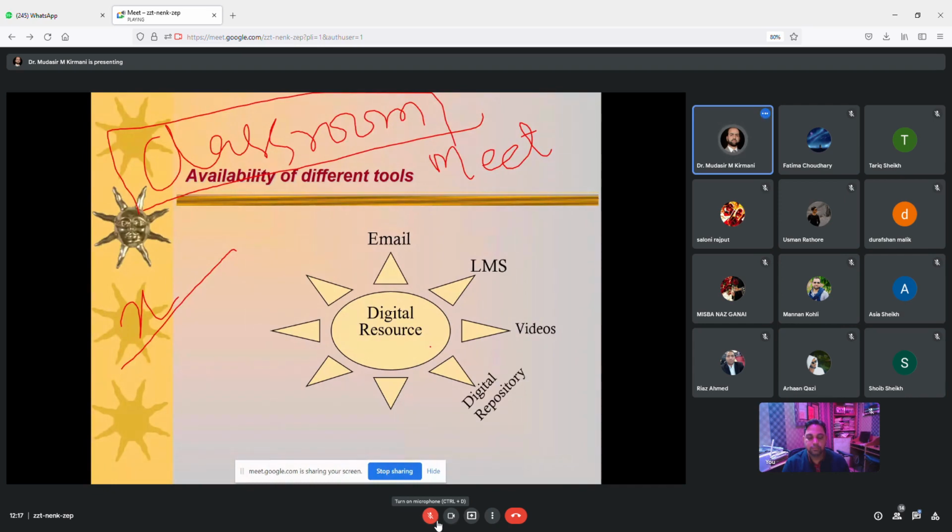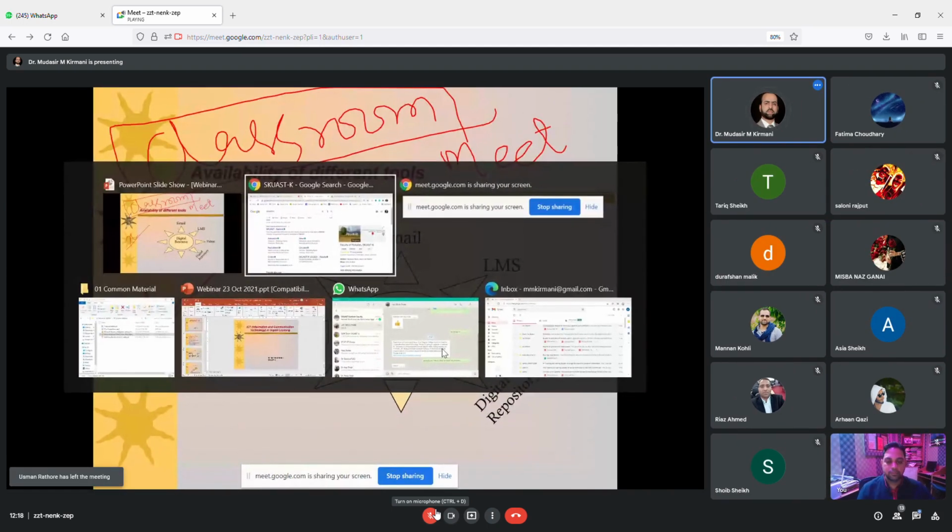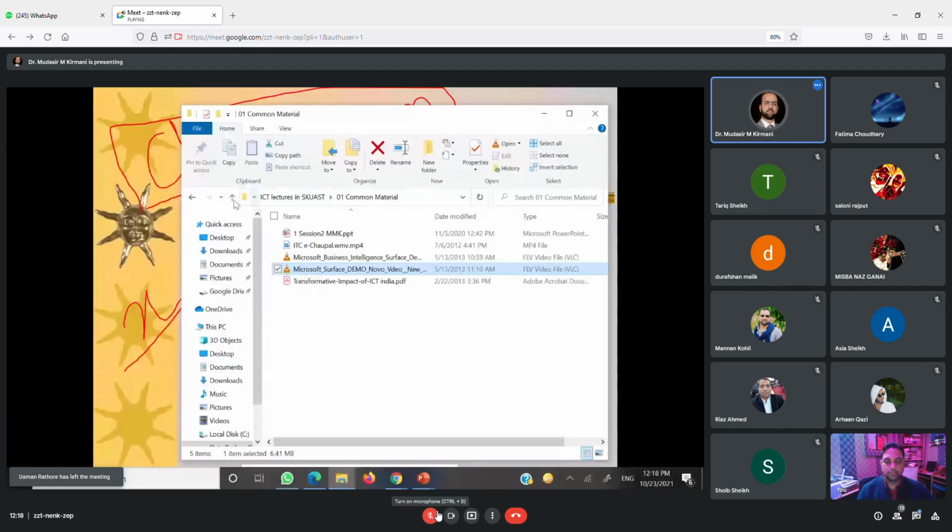Let me move towards the next, that is digital repository. Now once you create videos and presentations, you have to create your own digital repository. It means a place wherein you are putting all your content. Once you are devising that place, again I'll take a live example with respect to this.